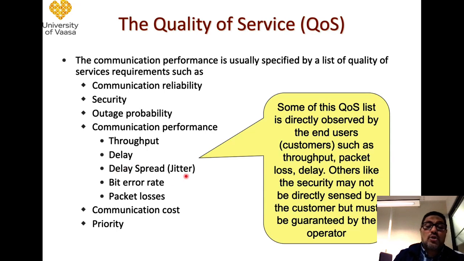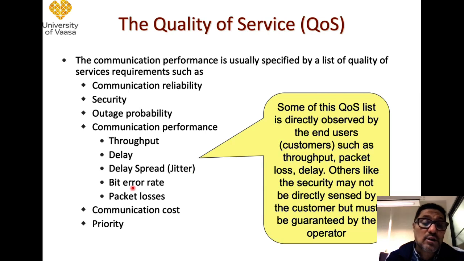And delay spread is called jitter. The delay spread is the difference between the maximum delay and minimum delay in the network. Because of wireless communication, the delay is not necessarily fixed for every packet. Some packets might face a large delay, some packets might face a small delay. So the difference between the maximum delay and the smallest delay is called delay jitter. Of course, for a good communication system, we need this jitter to be as small as possible.